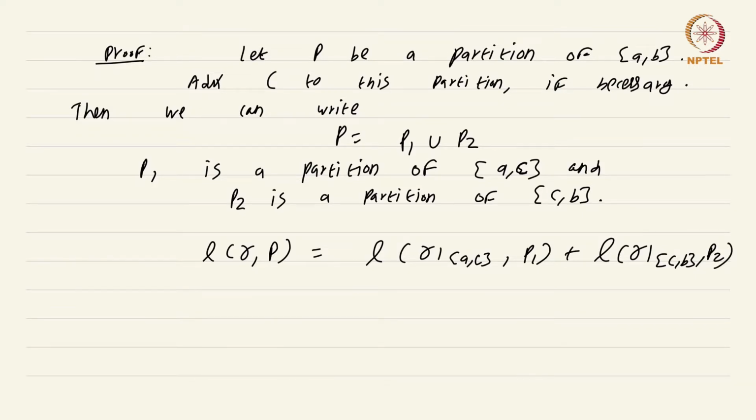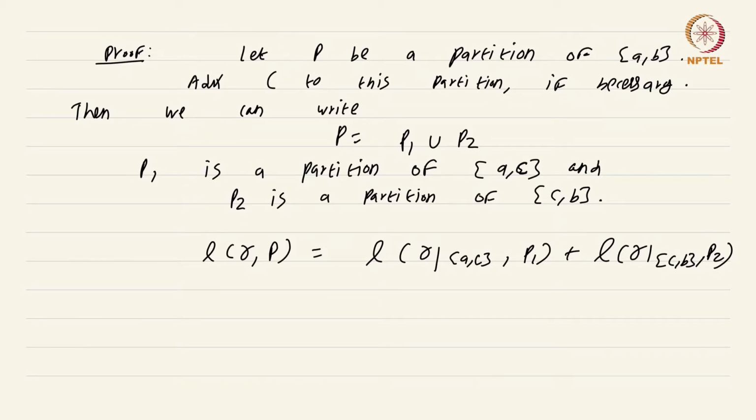The fact that you have equality here just follows by expanding out what the expression for length of gamma with respect to P is, and length of gamma restricted to AC with respect to P1 plus length of gamma restricted to CB with respect to P2. The fact that the left hand side and right hand side are equal just follows from the definition of what the length with respect to a partition is. Just write it out, you will get it.